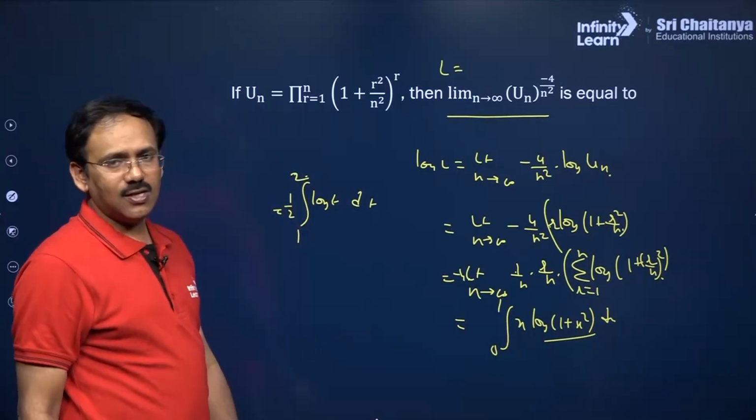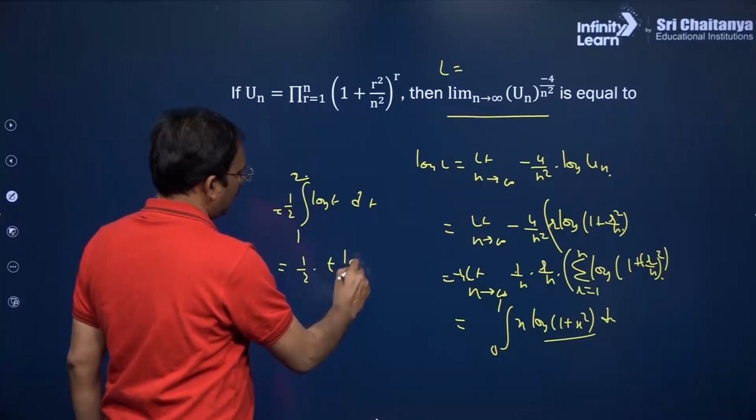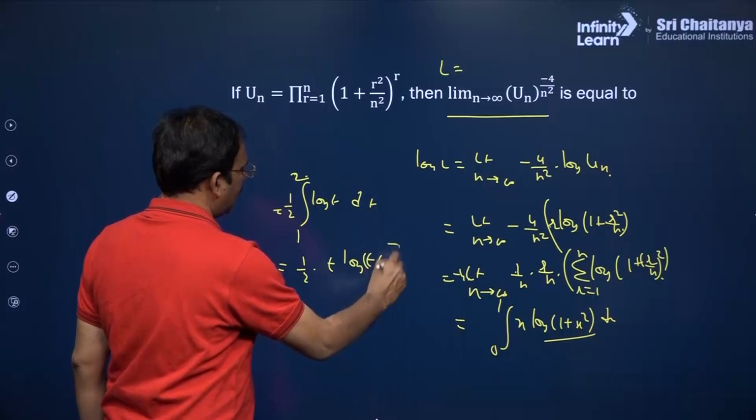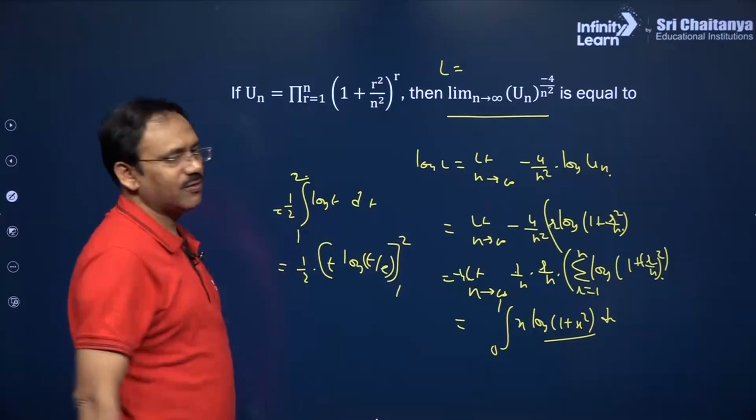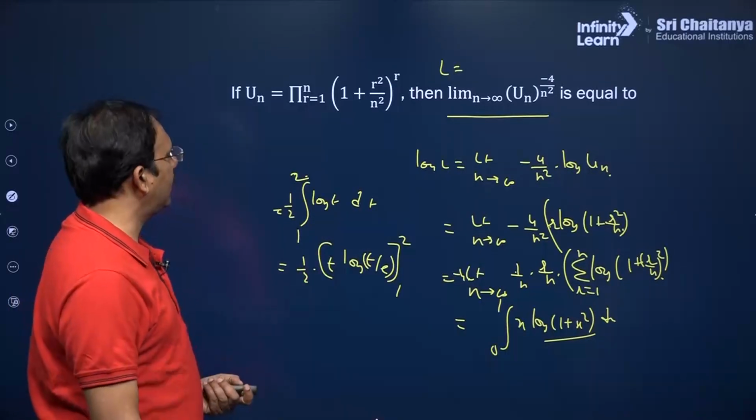Log t integral is t log t by e. You can just write half t log t by e between the limits 1 to 2. You substitute, you will get the answer. Log L value, from which you have to find L value.